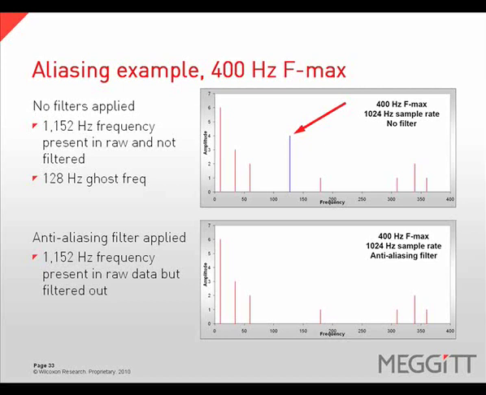Here we have an example of a 400 Hz Fmax spectrum with an 1152 Hz frequency also present. In the top example, we do not deploy anti-aliasing filters, and we get a ghost frequency at 128 Hz, as represented by the blue line. When we apply the anti-aliasing filters, as in the second example, this 128 Hz frequency is filtered out.